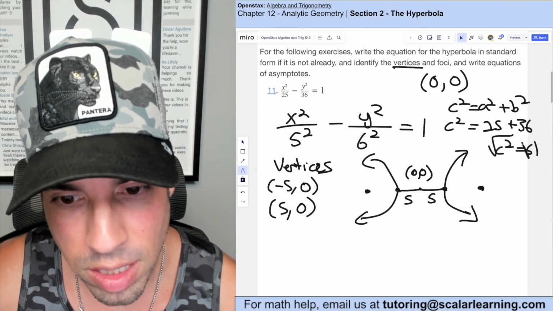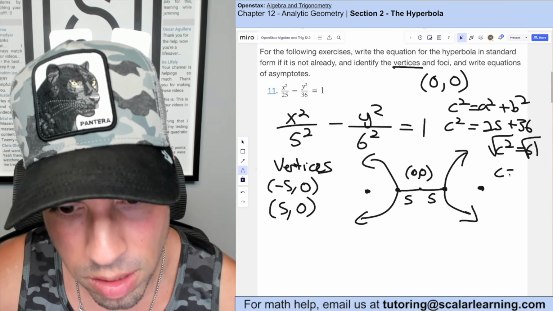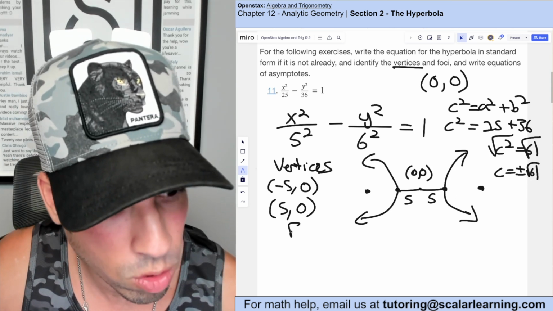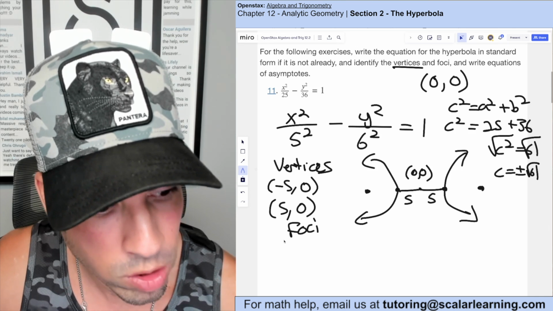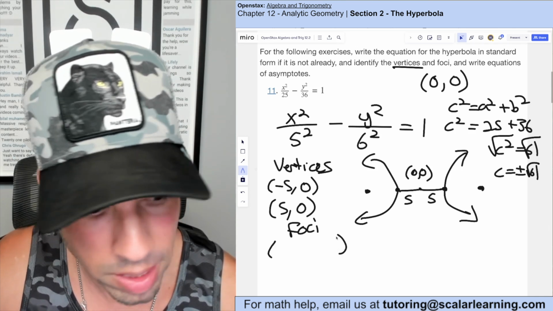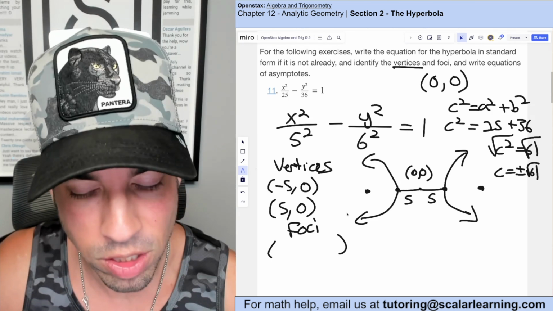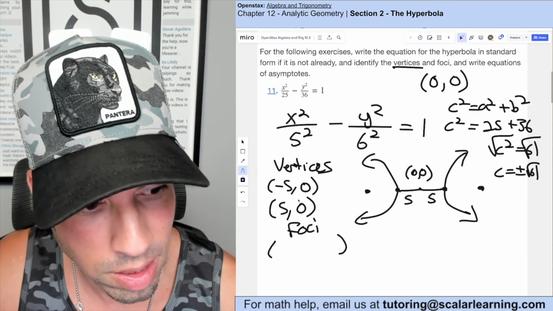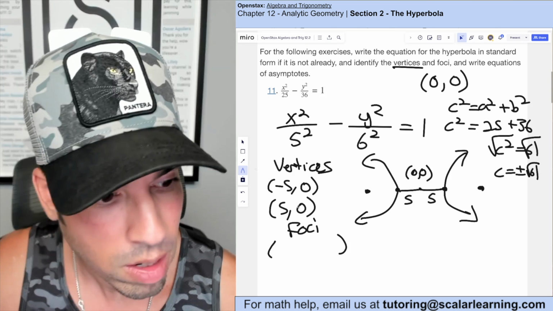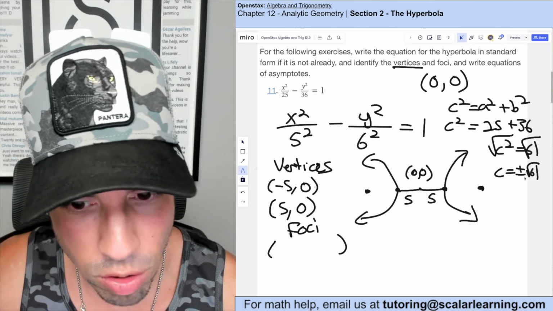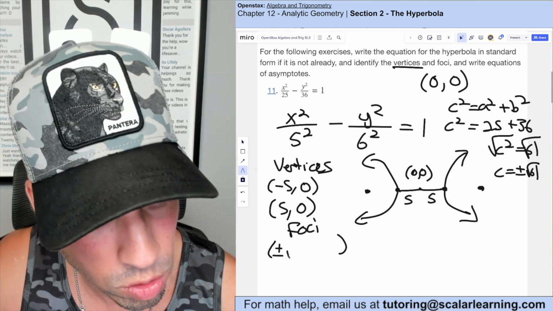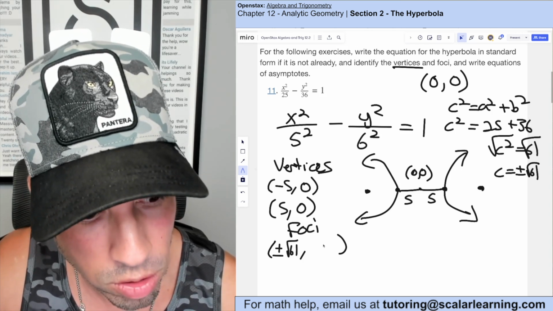So therefore, c is the square root of 61, right? c equals, we can say plus or minus rad 61. So now to get those foci, I'm going to combine it into one coordinate, but it represents two coordinates, right? Since that transverse axis is going left and right, we take our center value of 0 and we add and subtract, or say plus or minus rad 61, and then the y value stays at 0.